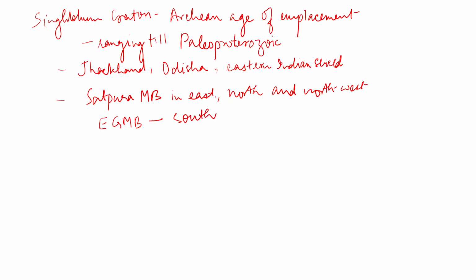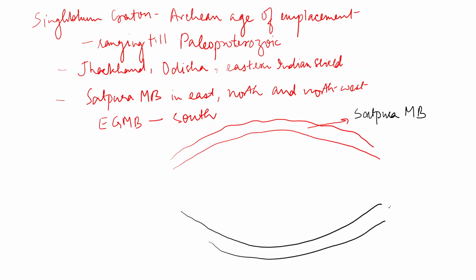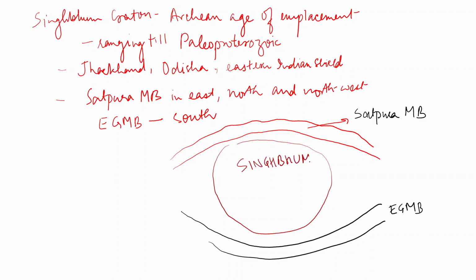So if I try to draw a schematic diagram, this will be the Satpura mobile belt, and this shall be the Eastern Ghat mobile belt, and in between these lies the Singhbhum Craton.